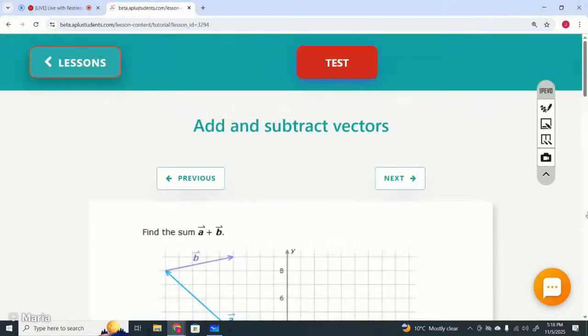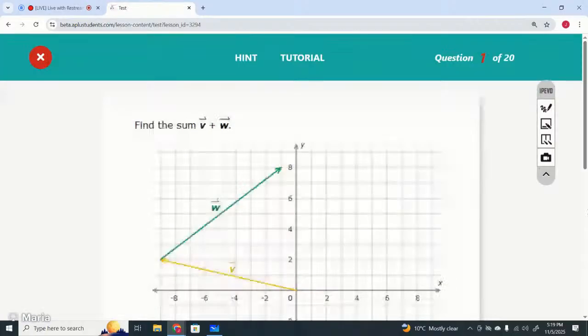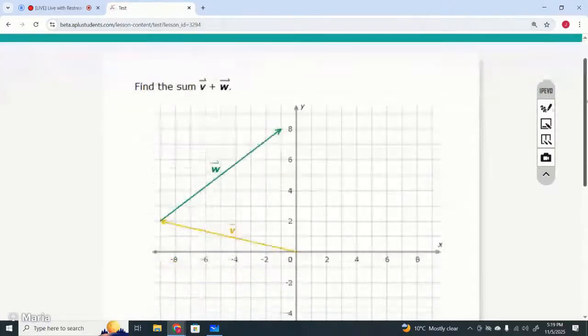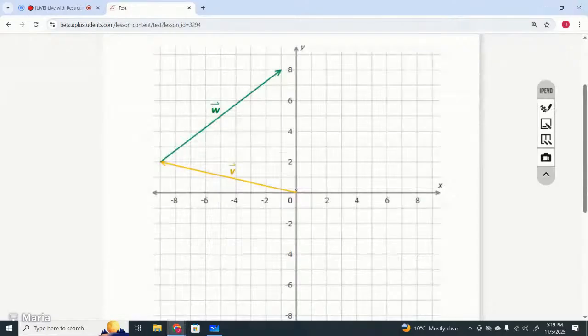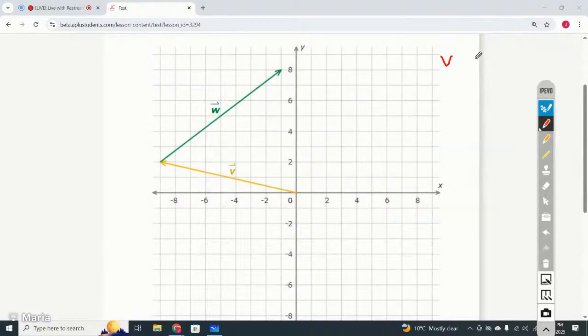Let's just start with the test questions. Find the sum of v and u. Let's just look at the points for v. The initial point is 0, 0 and the terminal point is negative 9 and 2. So that means the components for v are negative 9 and 2, right?